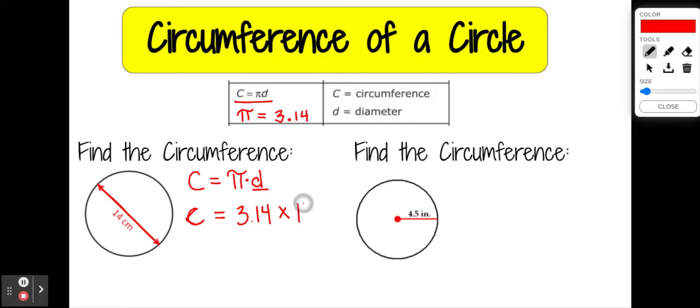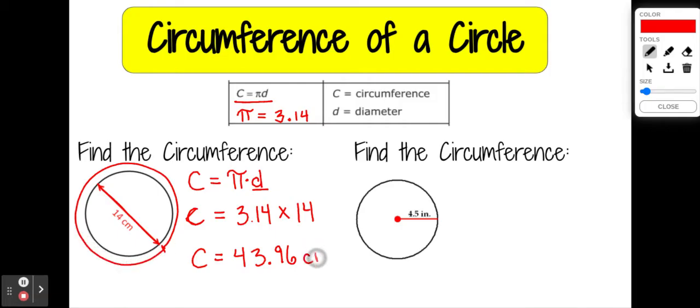That's 14. So with my calculator, I'm going to type in 3.14 times 14. And the calculator will give me 43.96. Remember, this is just distance. That's distance around the outside of the circle. So that's just going to have the label of centimeters. And there I have my circumference of the first circle. Let's try the second circle. I'm just going to switch colors here.